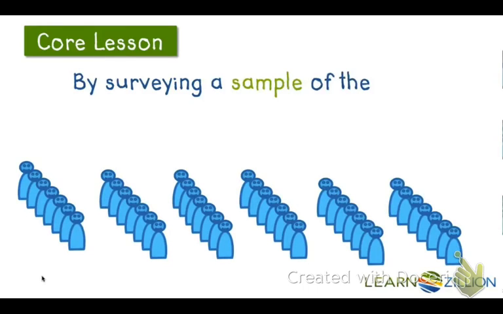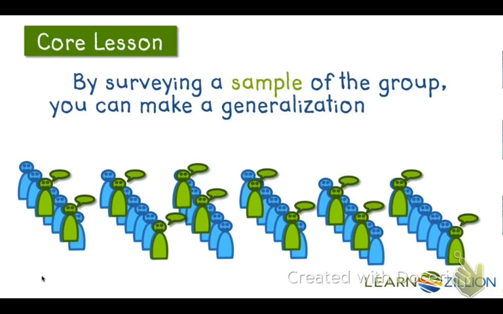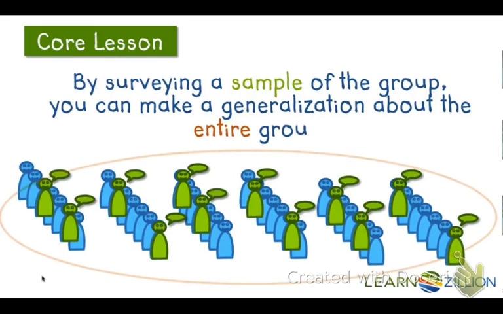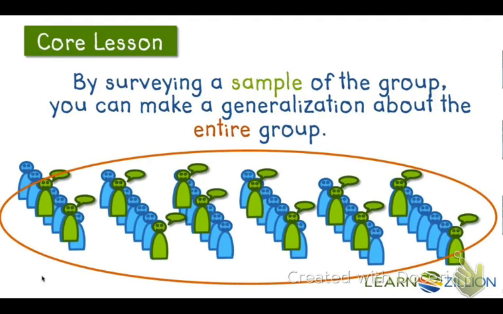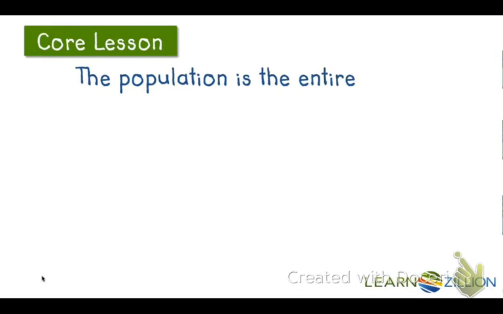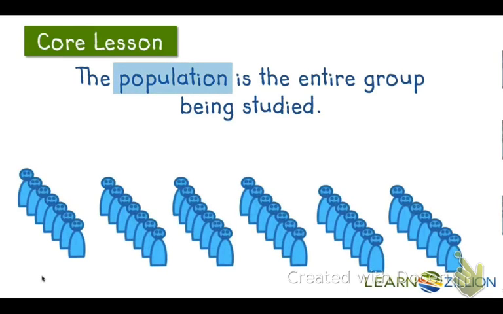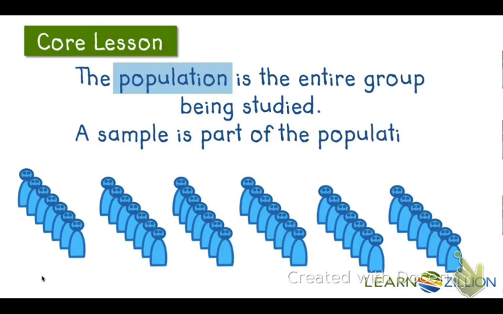By surveying a sample of the group, you can make a generalization about the entire group, also called the population. Let's break it down. The population is the entire group being studied. In this case, the blue figures. A sample is part of the population being surveyed.